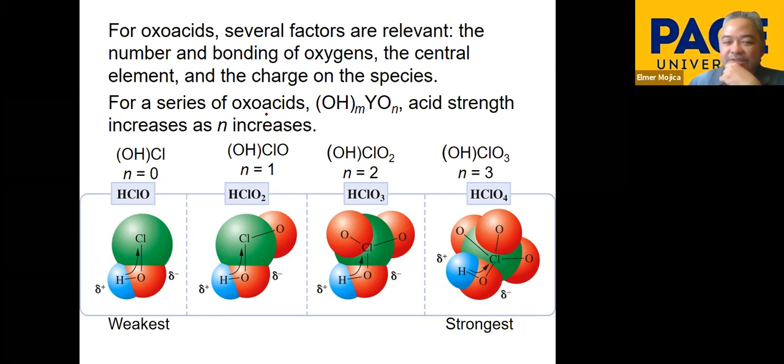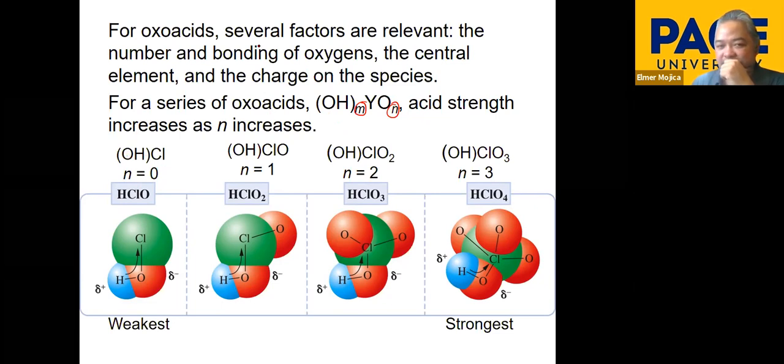So for a series of oxoacids, you always have it like this: OHM, YO, N. Acid strength increases as N increases. So what is N here? Usually the N here is the attachment that it has to, the number of oxygens.